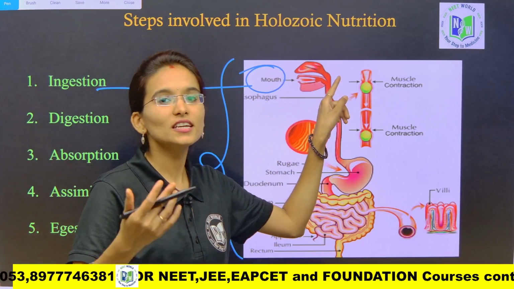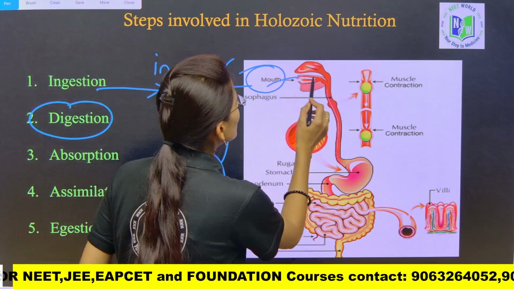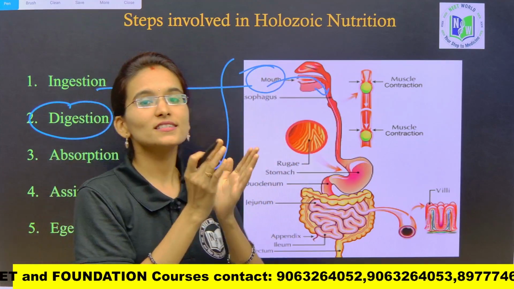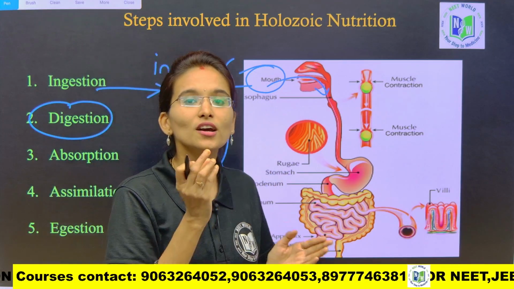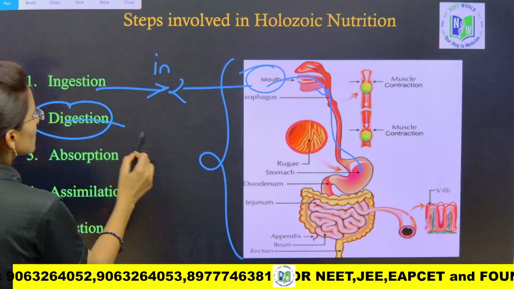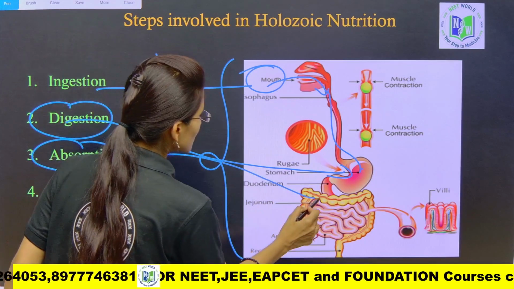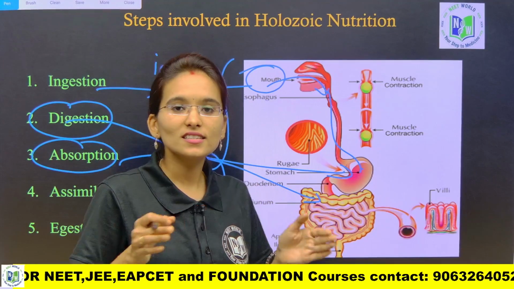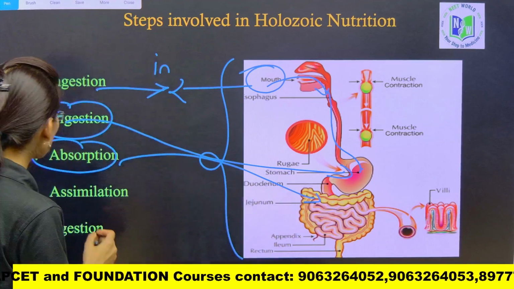It is simply the intake of food. And next, digestion. When we eat the food, it is sent to the stomach by peristaltic movements. Peristaltic movements are simply the contractions and relaxations that move the food along the esophagus, and next it reaches the stomach. And next, absorption. Where does it take place? Inside the small intestine. The villi, the finger-like projections, increase the surface area for the absorption of the digested food.